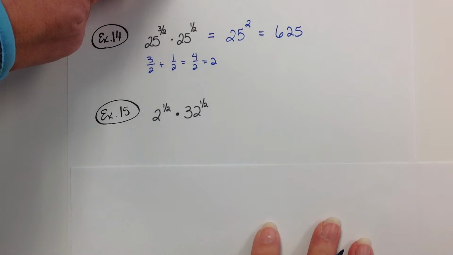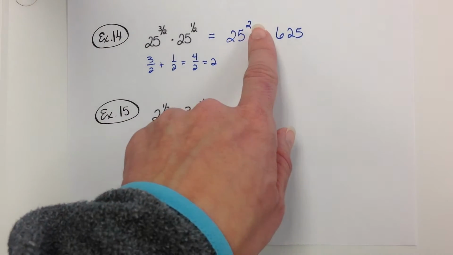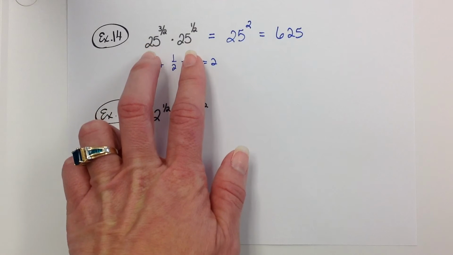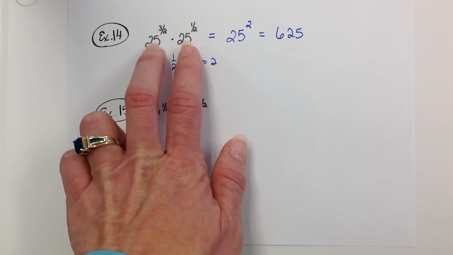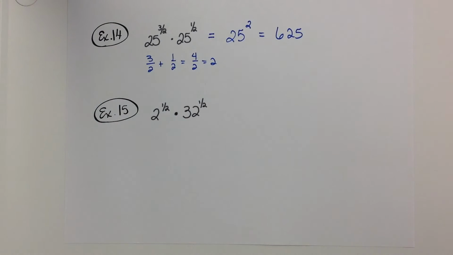Now, I said don't use your calculator, but I understand with something like 25 to the second power, that's fine. I just mean don't enter the original problem in your calculator and just go straight to your answer. I want you to be able to do these calculations without having to totally 100% rely on your calculator.